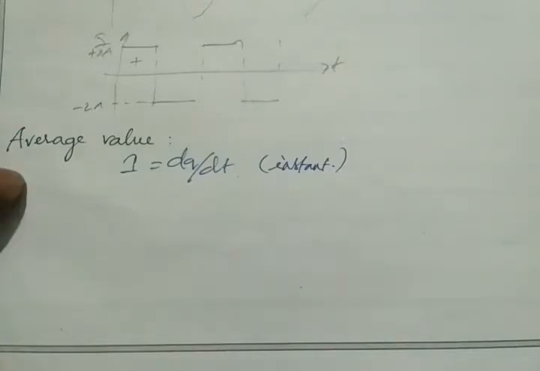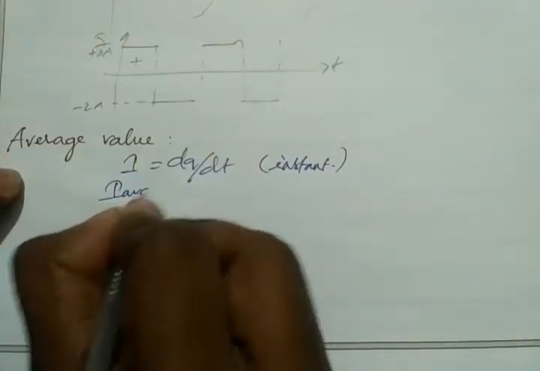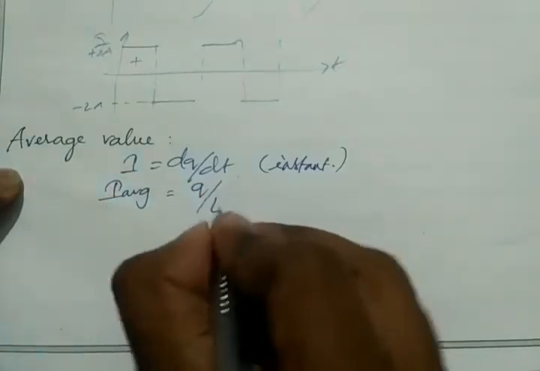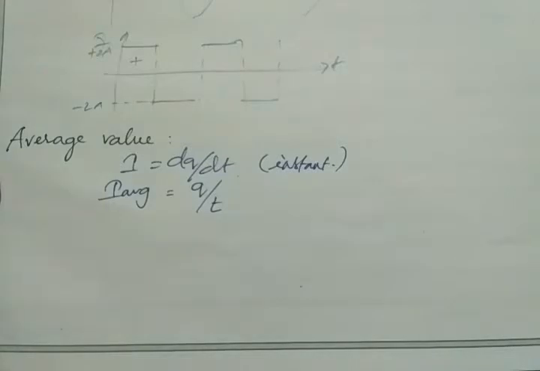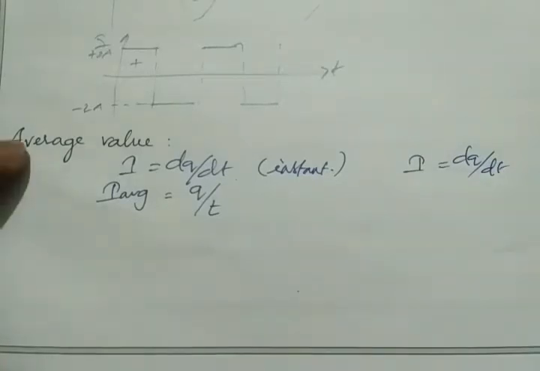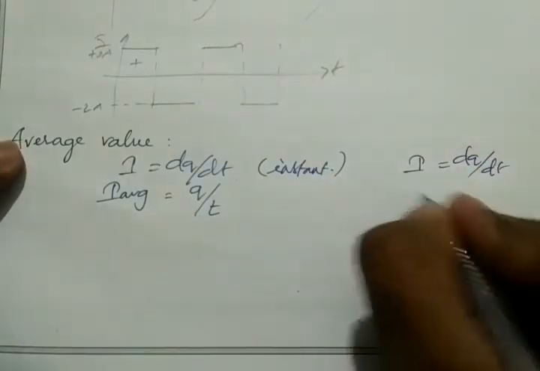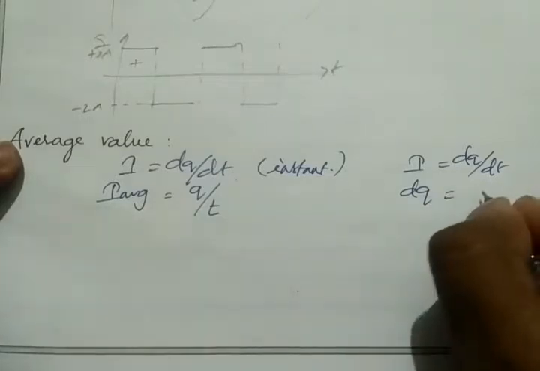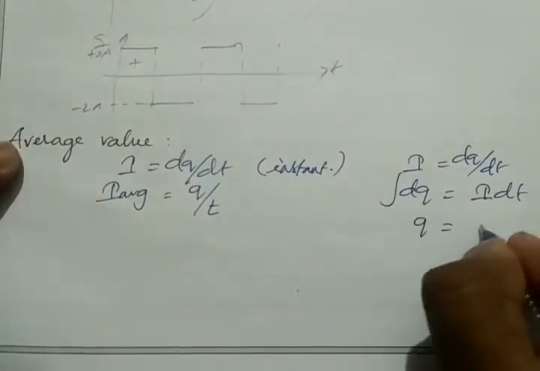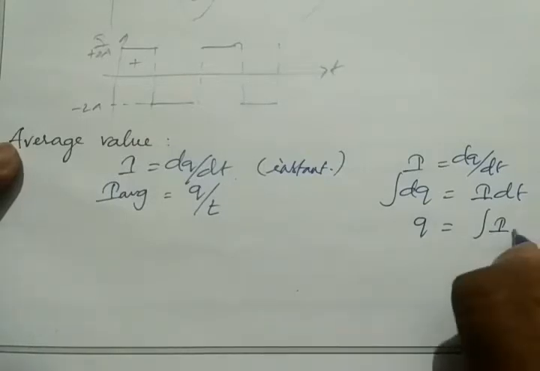Right? If I take average current, then I have a fixed charge for a fixed time. Then I get average current. Okay, so take the value of q from the instantaneous equation. We have I equal to dq by dt. Take the value of dq here: dq equal to I dt. If I do integration for dq only, the integration of dq will be q. Here I do integration, I have I dt.